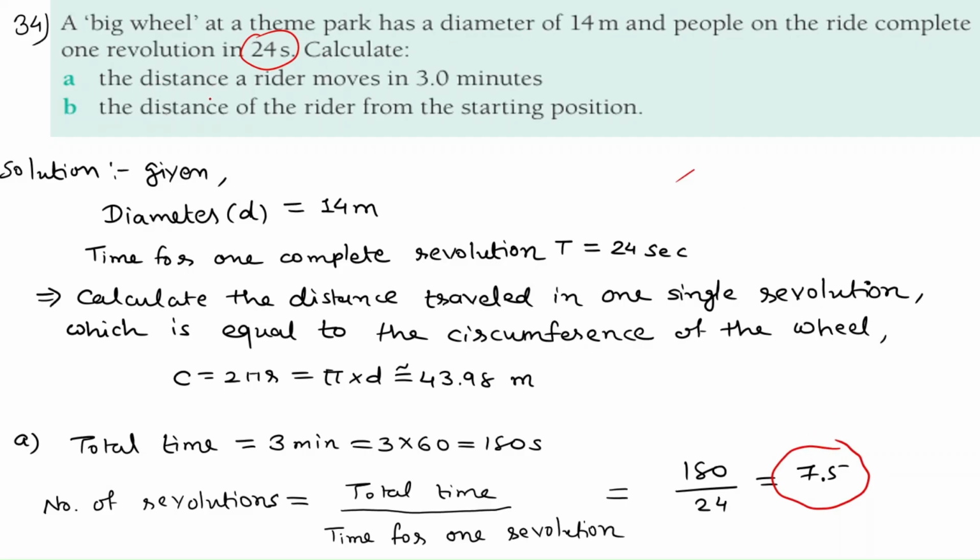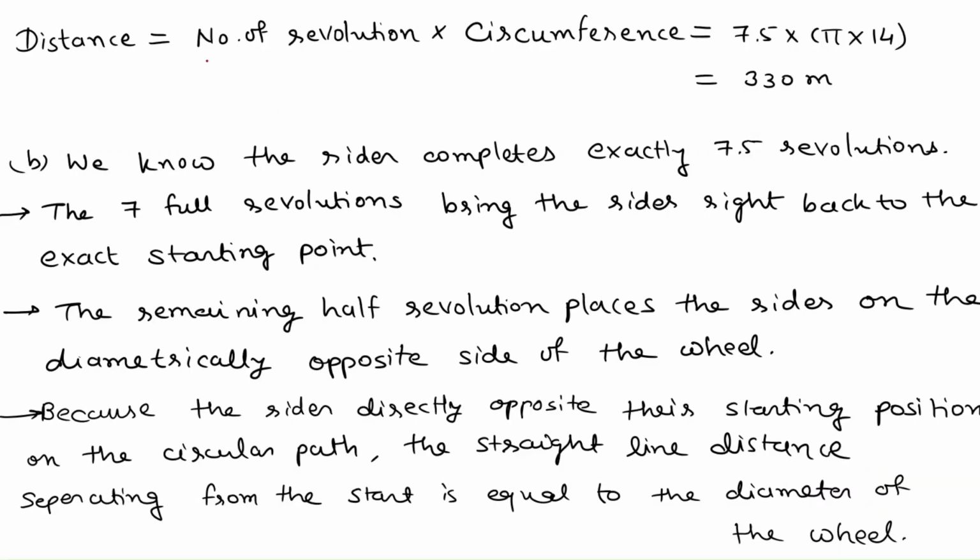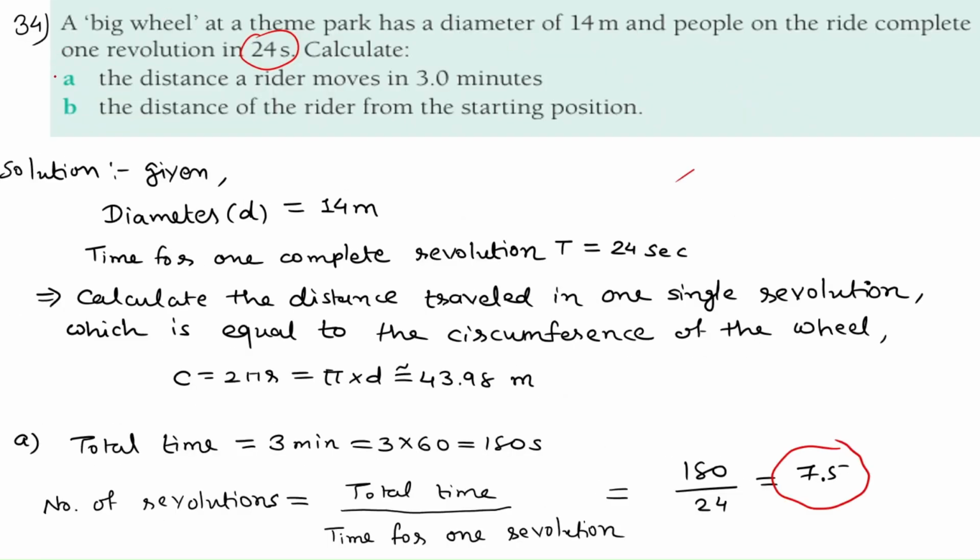But we have to find the distance traveled by the rider. That is the number of revolutions, which means 7.5 into the circumference, pi into d. So we just multiply it and we get the answer 330 meter. So the answer to A is 330 meter.